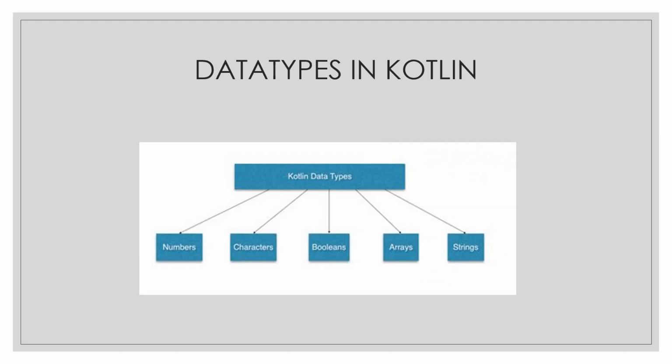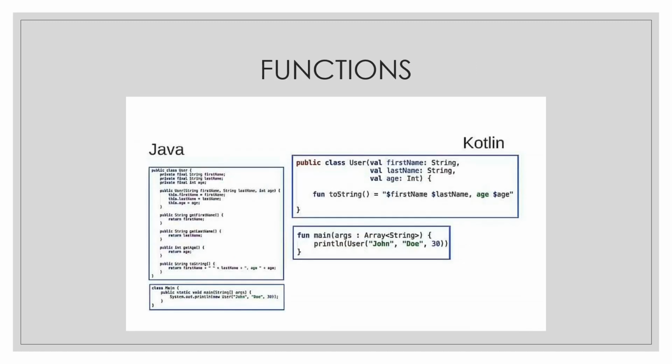So there are five types of data types basically in Kotlin. They are numbers, characters, booleans, arrays, and strings. Data types are the type of the data, which helps the compiler to ease up the process of compilation.